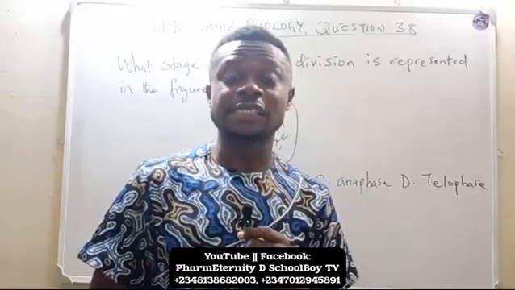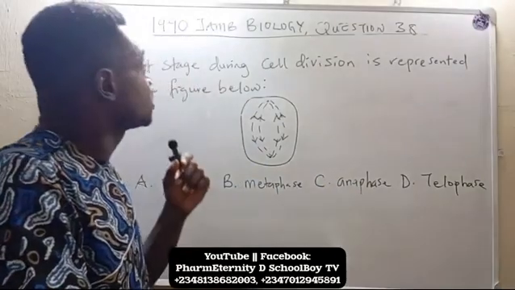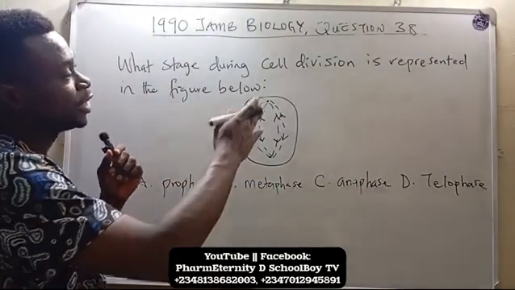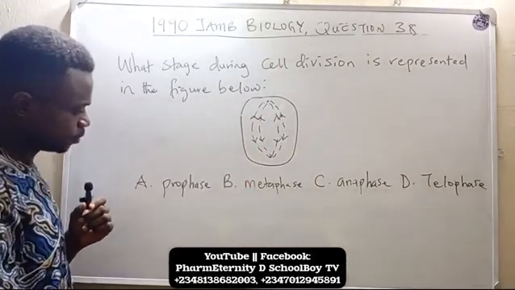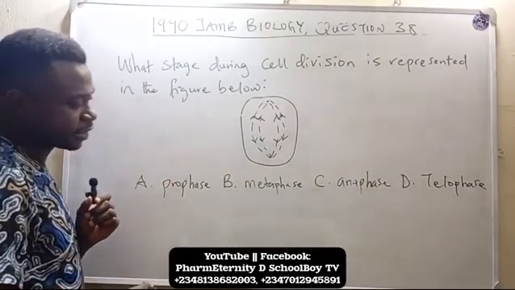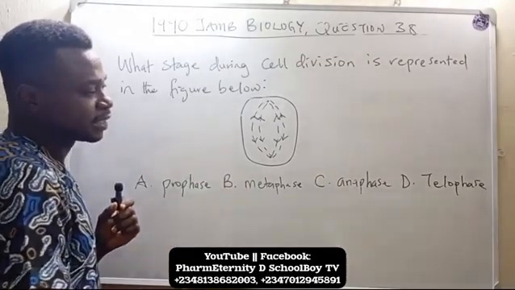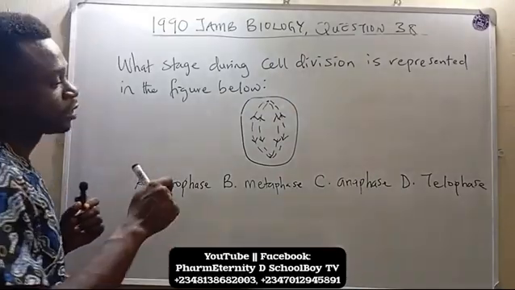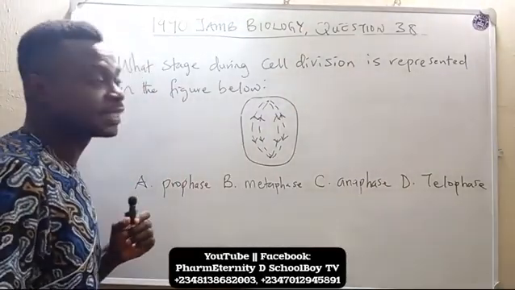Today we'll take a look at biology and we have a question on the board. The question says, what stage during cell division is represented in the figure below? This is the figure. Option A, prophase. Option B, metaphase. C, anaphase. D, telophase. Actually, this question is taken from 1990 JAMB Biology question 38.